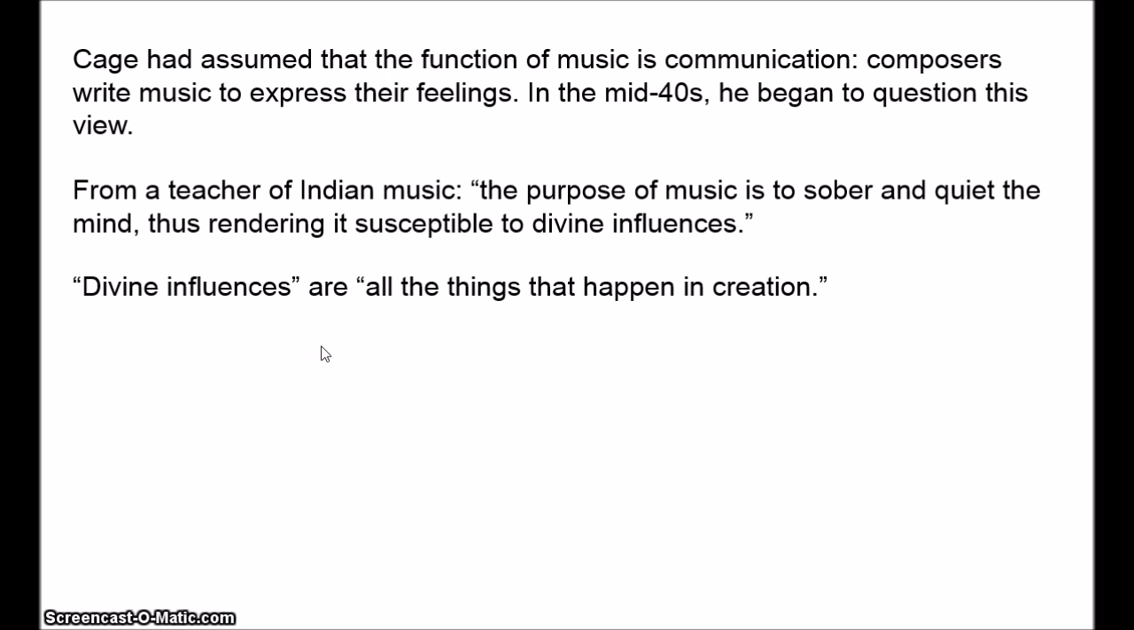The sound of traffic, the sound of factories, the sound of roadworks, the hum of the computer. The purpose of music is to make you accepting of all of these. Now note that sobering and quieting the mind isn't about becoming calm or mellow or anything like that. Rather, it's about removing preconceptions. It's about making you non-judgmental of everything you encounter.